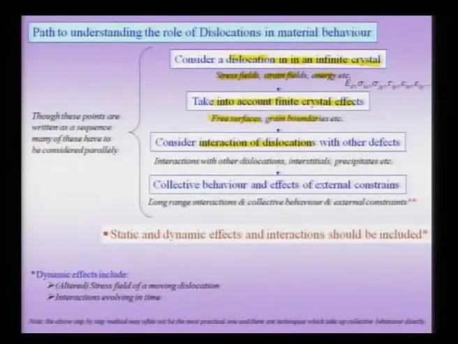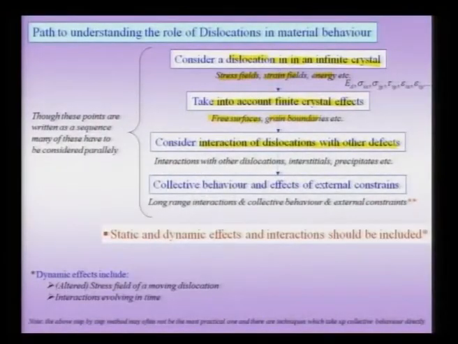Then after considering finite crystal effects, we need to consider interaction of dislocations, and we will of course consider in this course a few examples of interactions between dislocations. This interaction is not only between dislocations, it is between dislocations and other kinds of defects in the material. These other defects could be vacancies, grain boundaries, twins or any other kind of defect. So, we need to understand the interaction of dislocations with other defects in the material. This is an important topic.